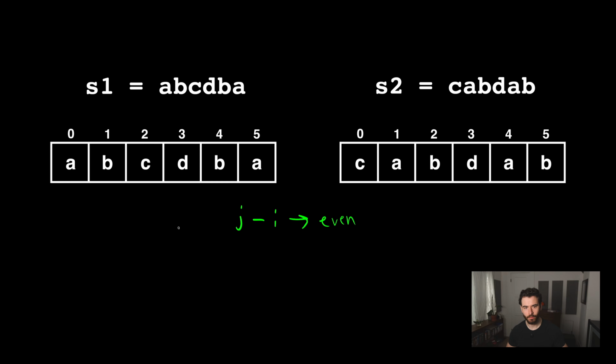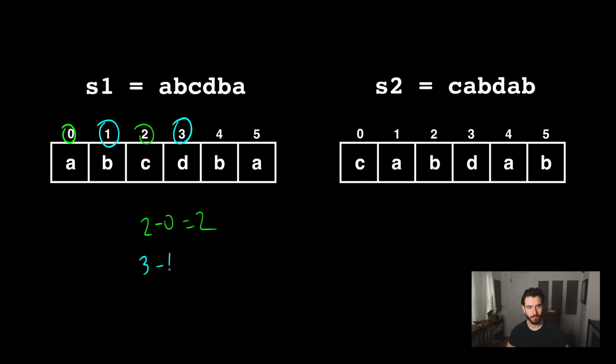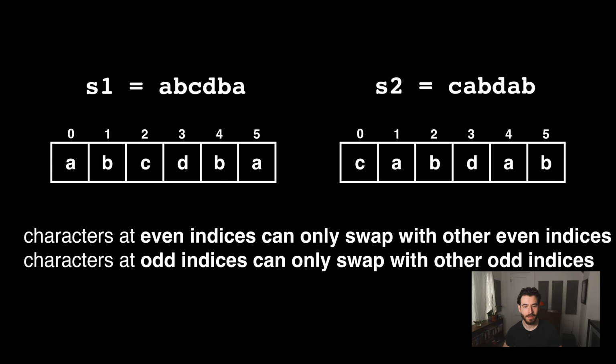And so in what scenarios would we end up with an even difference between j and i? Well, notice that if you take two indices that are both even, like 2 and 0, their difference is going to be equal to 2, which is an even number. And if you take two odd indices, like 1 and 3, their difference is also going to be an even number. But if you were to mix an even index and an odd index, like 4 and 1, their difference is going to be 3, which is odd. So this swap would not be allowed. So this tells us that characters at even indices can only swap with other even indices, and characters at odd indices can only swap with other odd indices.